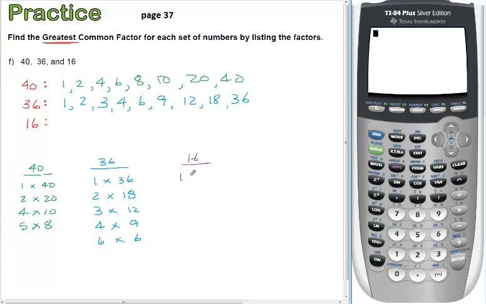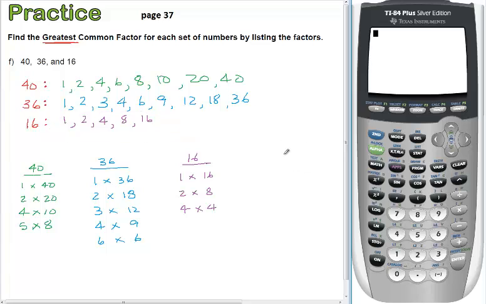For 16, I would start with 1 times 16, then of course 2 times 8. 3 doesn't work. 4 times 4, and that's it. 5, no, that's it. So again, what are the factors? 1, 2, 4, don't repeat it, 8, 16. And again, how many factors? That's 5 factors, right? Odd number of factors, and so that makes 16 a perfect square. Okay.